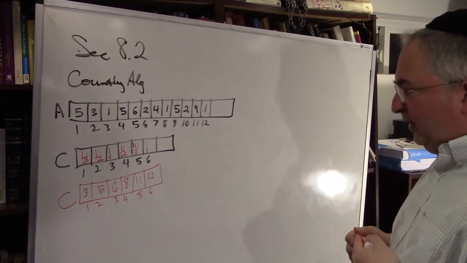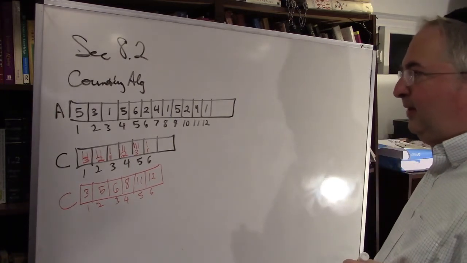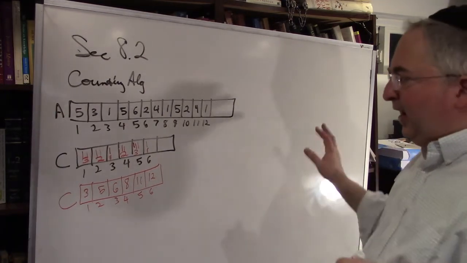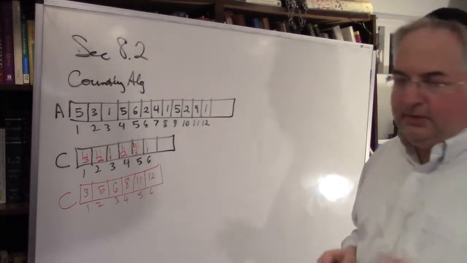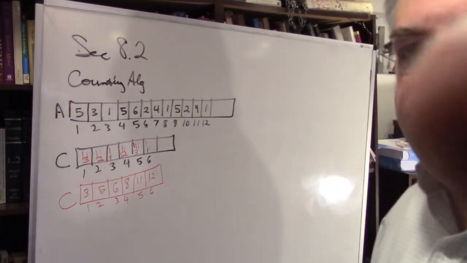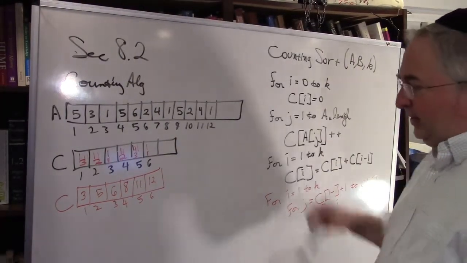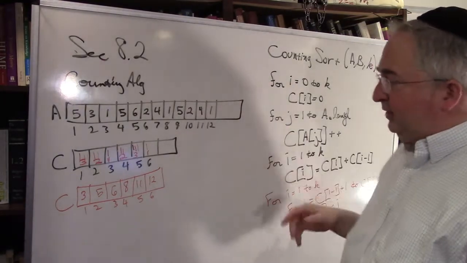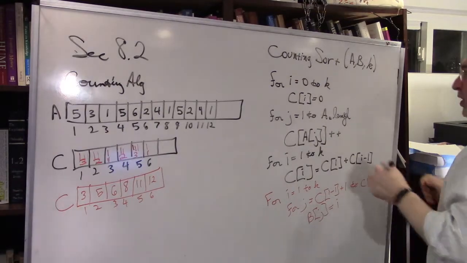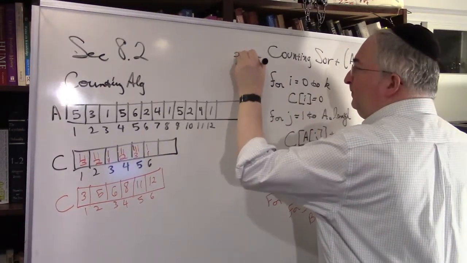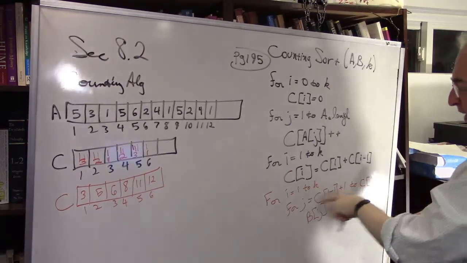Now I'd like to write the algorithm, and then we're going to follow the algorithm. Actually, we're going to write it slightly different. Okay, hold on. This is the algorithm that's going to do it. It's going to put this in order. It's on page 195 of the book. Counting sort.